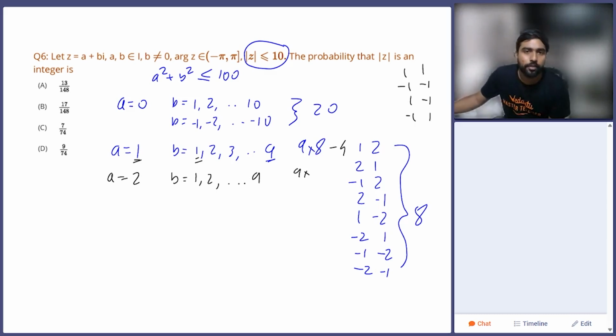The 2, 1 case we have already taken, so we'll reject this. See, this is why it's the smaller magnitude; 1 I cannot take. The 2, 1 case is already taken initially, so I'll start with 2 itself. So here I will have 8 into 8 minus 4.